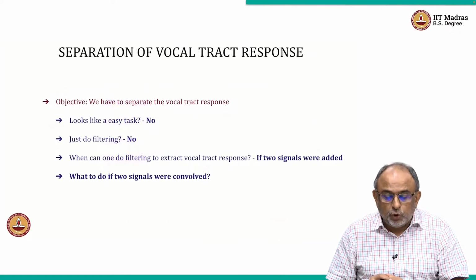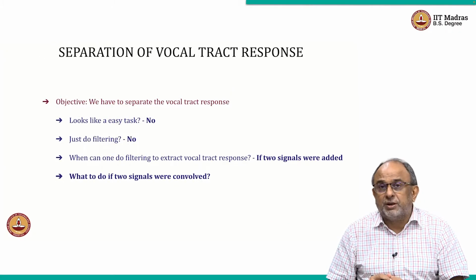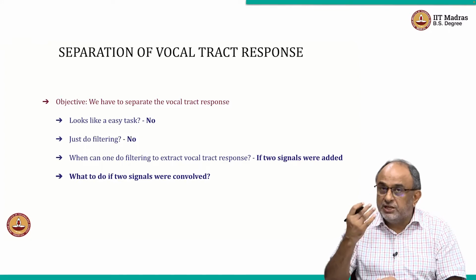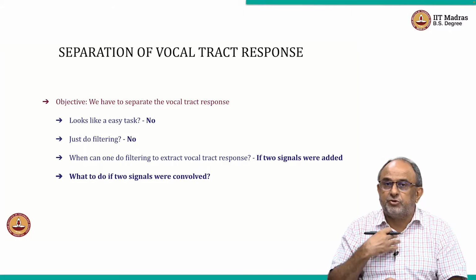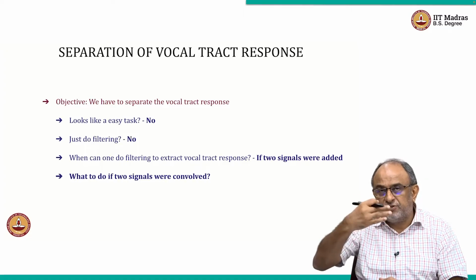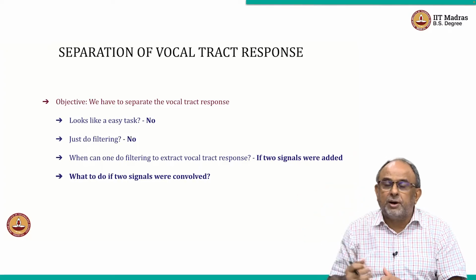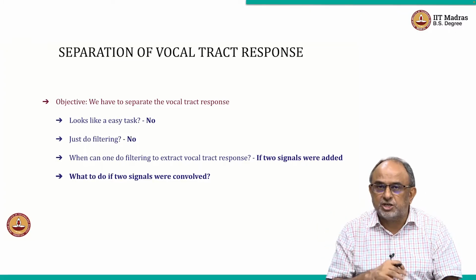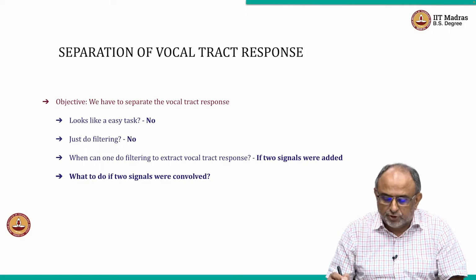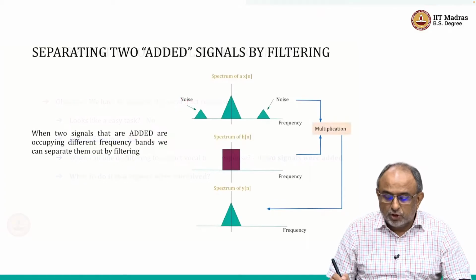So what is the task? We would like to separate out the vocal tract information given only the speech signal, right? So we don't have separate access to these two, we only have access to the rarefactions and compressions which a microphone might have picked up, and the waveform then we did an analog to digital conversion, we have it on the computer now, right? So what do we do?